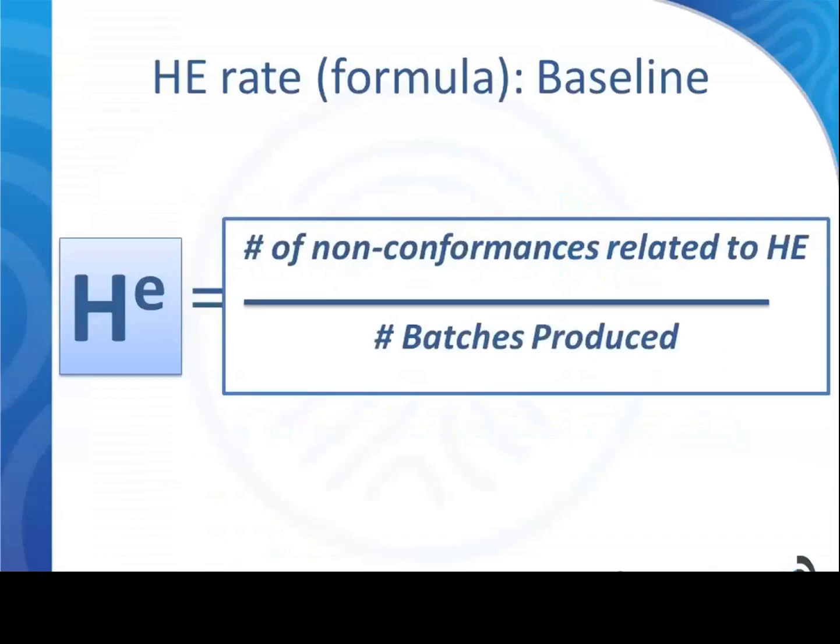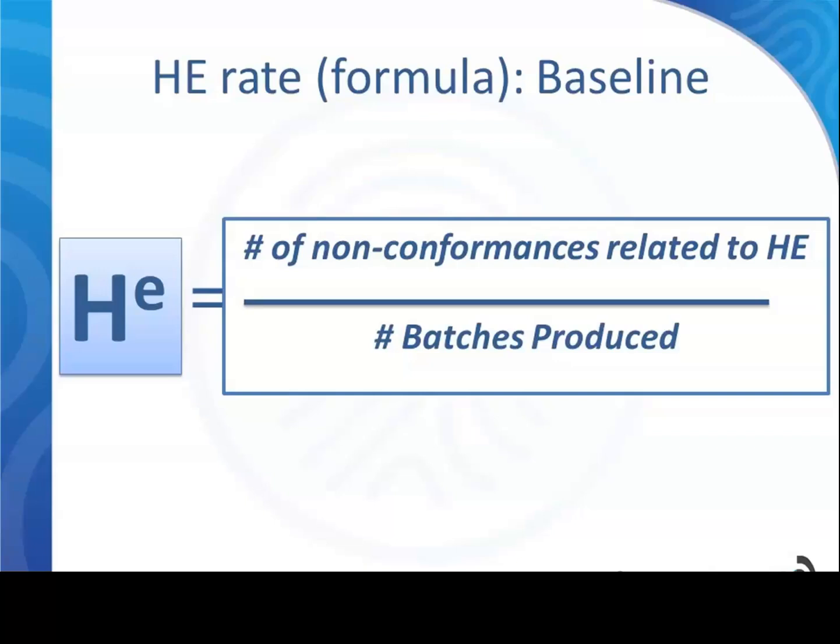So what's the model? Well, basically, we're going to start with calculating our human error rate. So you're going to go back to your sites, and you're going to collect all the data for your last 12 months, and you're going to count how many deviations, nonconformances, CAPAs, whatever you call it, you have in your system, whether it's TrackWise, whether you do it manually, whatever you use, and then you're going to count how many you had related to human error. That will give you a number, and then you will go back and check how many batches were produced, or how many batches were manufactured.